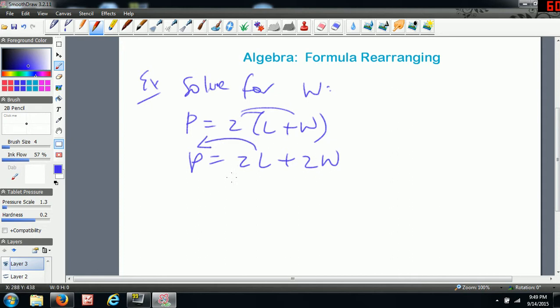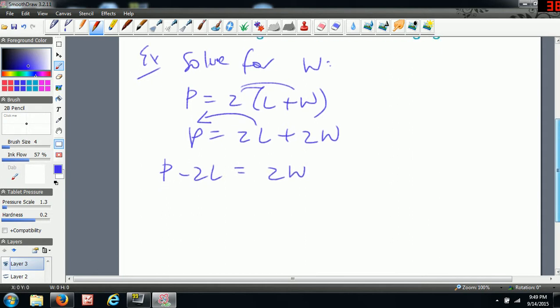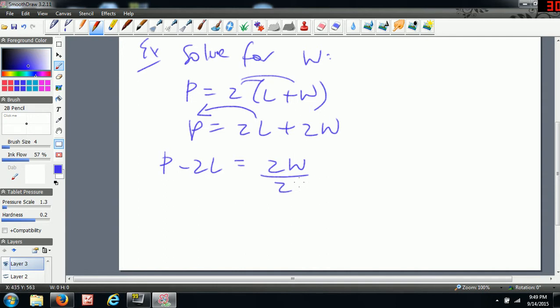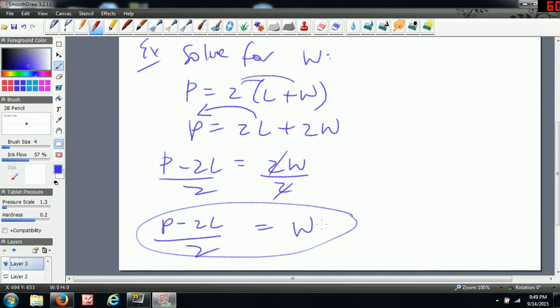So I'm going to move this away from w. When I bring it over to the other side, it becomes a negative. And now, again, I have a 2 in front of w, so I'm going to divide that 2 out. And whatever I do to the one side, I have to do the same thing to the other when I'm dividing and multiplying. So once we do that, we get p minus 2l over 2, and that is how we solve for w. Okay, we can try some other examples.